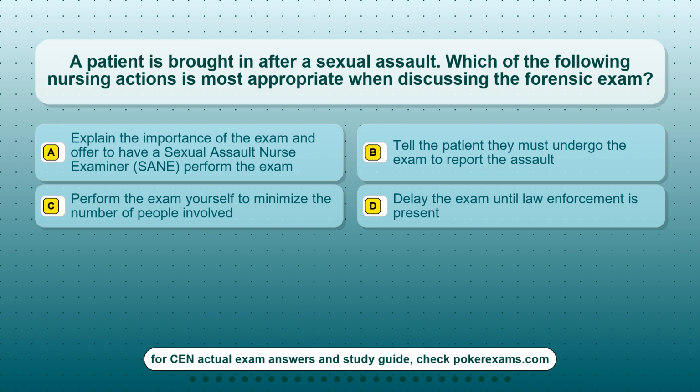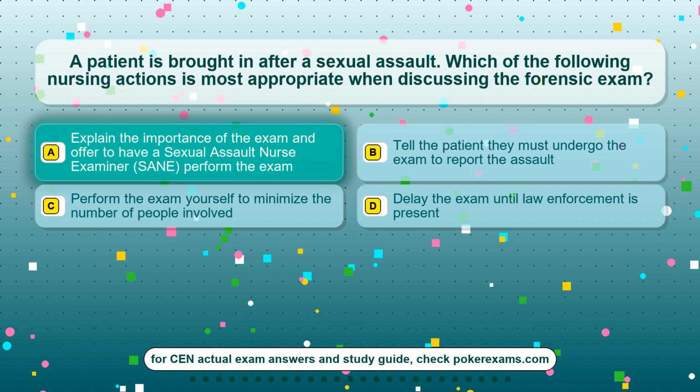Question 16. A patient is brought in after a sexual assault. Which of the following nursing actions is most appropriate when discussing the forensic exam? Option A, explain the importance of the exam and offer to have a sexual assault nurse examiner, SANE, perform the exam. Option B, tell the patient they must undergo the exam to report the assault. Option C, perform the exam yourself to minimize the number of people involved. Option D, delay the exam until law enforcement is present.